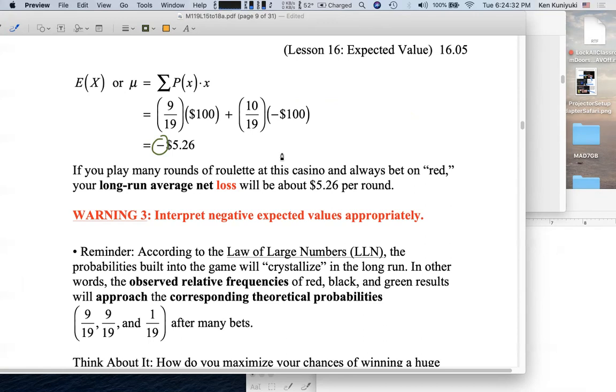But it's either one or the other. Your net gain is negative or your net loss is positive. It's one or the other. Don't do both. Don't say your net loss is negative. That's a double negative. All right. Interpret negative expected values appropriately.